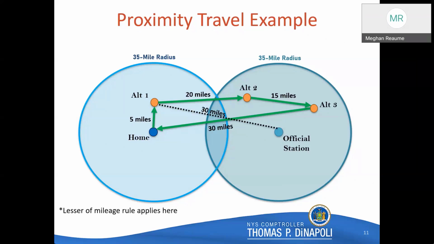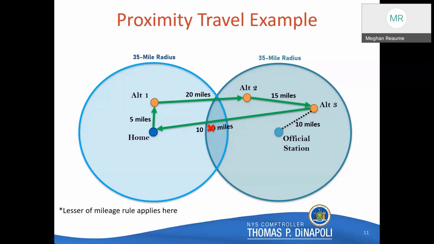The second instance where the lesser of mileage rule occurs is the last leg of the trip, which is from Alt 3 to home. The miles between Alt 3 and home is 30 miles. The employee would have to find what the miles are from Alt 3 to the official station, which in this case is 10 miles. Therefore, the traveler can only claim 10 miles, not the actual 30 miles, since the miles from Alt 3 to the official station are less than the miles from Alt 3 to home.